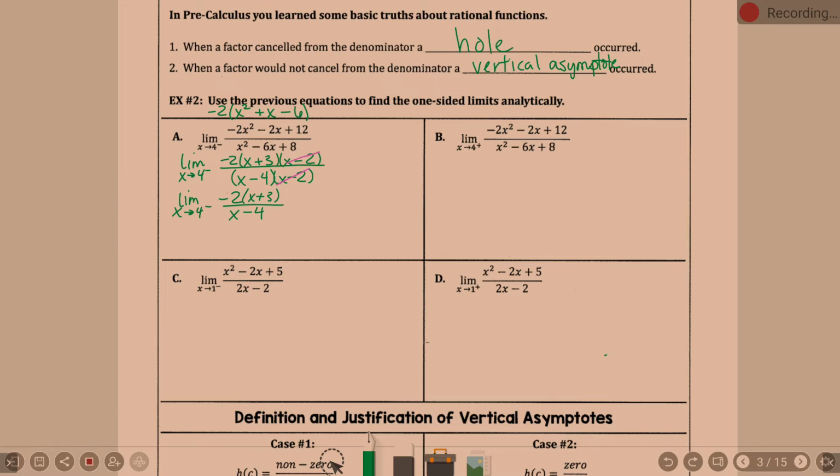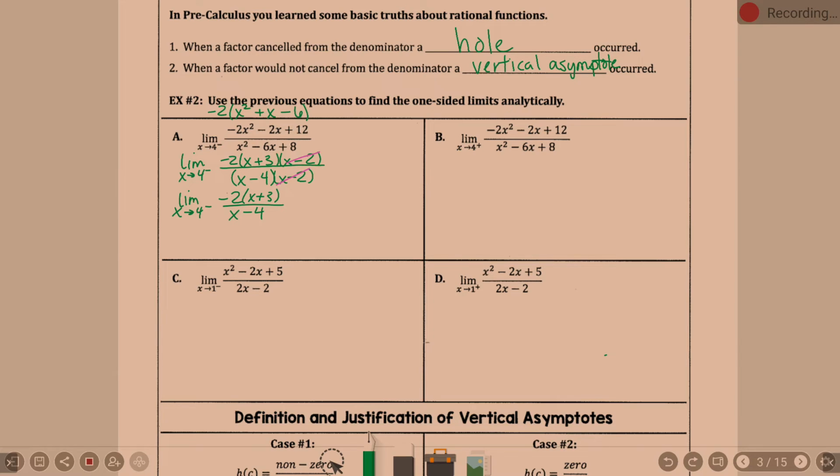Why do I not care about the 2? How do you know there's a hole at 2? Okay. There's a hole at 2 because these guys canceled. There's a vertical asymptote at 4 because this is still here. Because we are approaching 4, that matters, doesn't it? So knowing that there's a vertical asymptote, you're analyzing. That's what we're doing here.